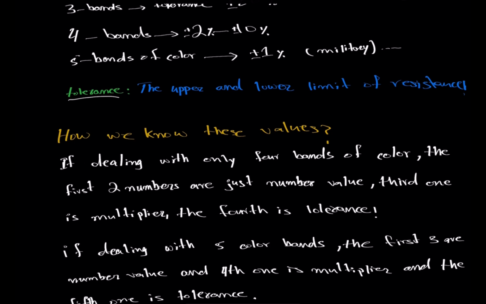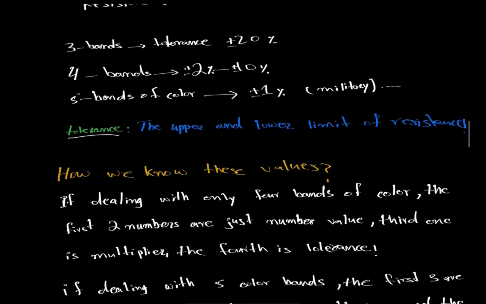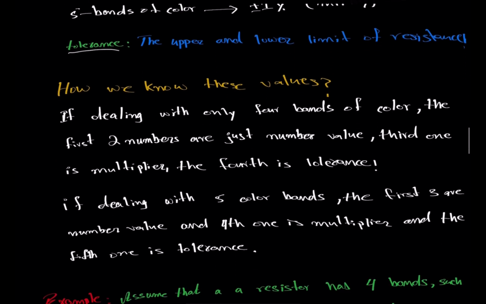So we said we know these 3 bands have this much tolerance, 4 bands have plus and minus 10%, and 5 bands have a plus and minus 1% tolerance. How do we know these things? So there is an instruction for that.